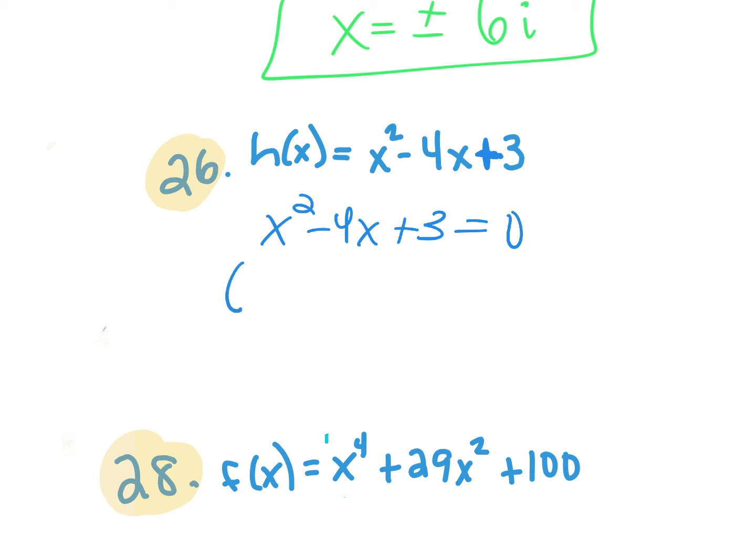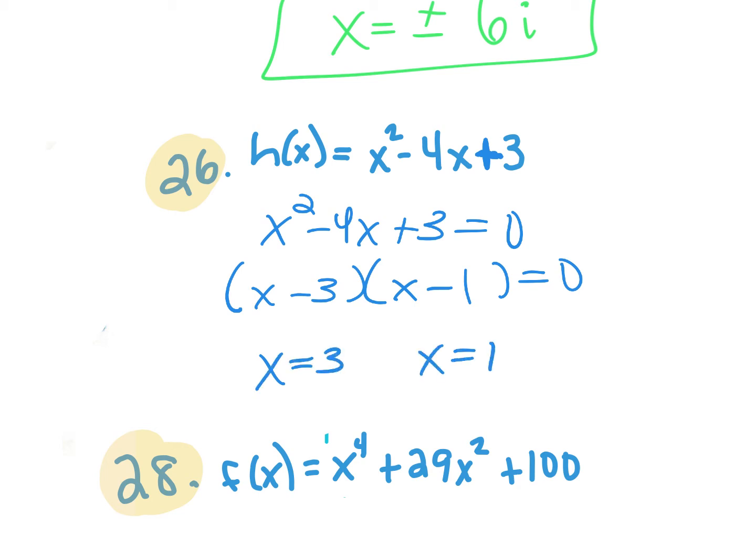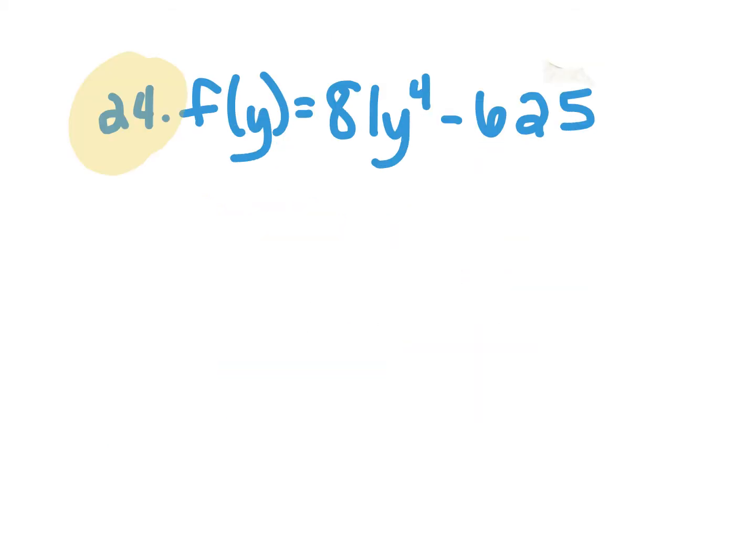What are the factors of positive 3 that'll multiply to give me positive 3 but add to give me negative 4? x minus 3 and x minus 1. Negative 3 times negative 1 is positive 3. Negative 3 plus negative 1 is negative 4. So now, guys, can you clearly see the 2 solutions? Yes. You set each one equal to 0. You got x equals 3 and x equals 1. Both of those solutions are what kind of solutions? They're both real.